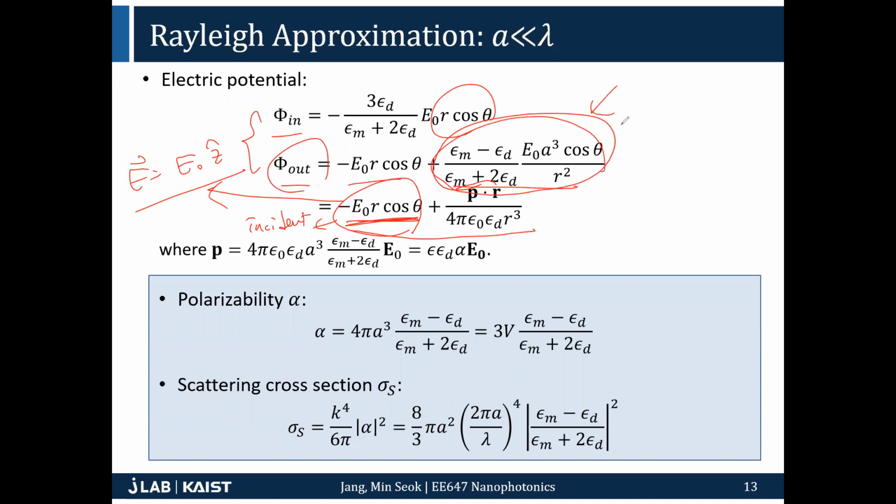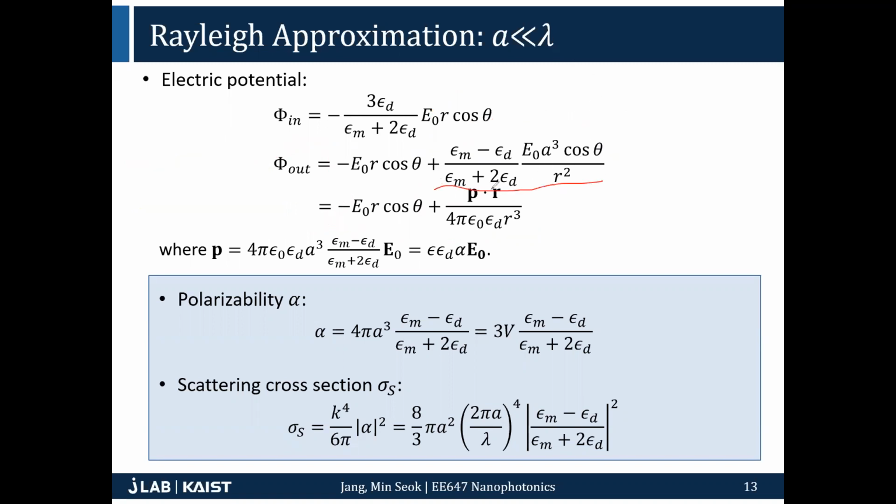So the second term is the difference, basically the perturbed field due to the particle. And if you look at the form of this, it can be written like this. So it's basically the dipolar potential. Okay, so if we write this equation into this form, then we determine what the dipole moment is, and the dipole moment can be written like this.